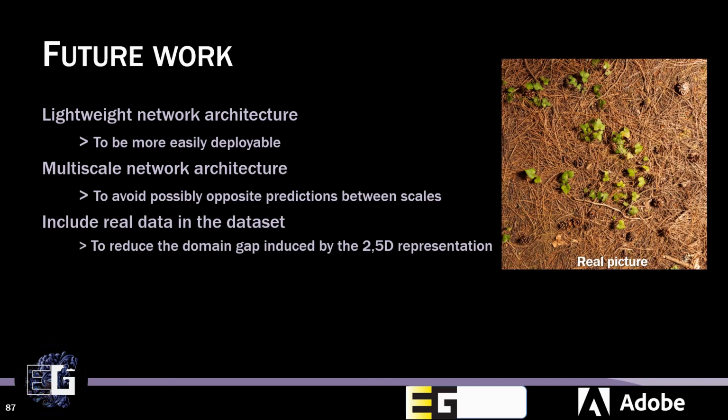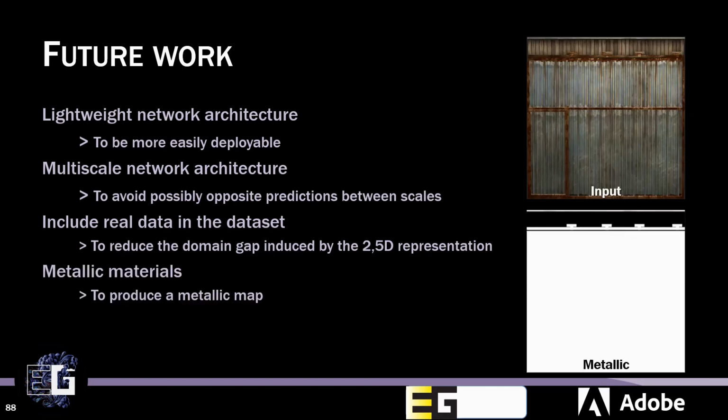Also, as soon as we use a 2.5 dimensional representation for our materials, some lighting effects cannot be modeled, such as the shadow that drifts from the leaf in this real example, that would be glued to it with a digital material. Finally, we would like to handle metallic materials and produce a metallic map.